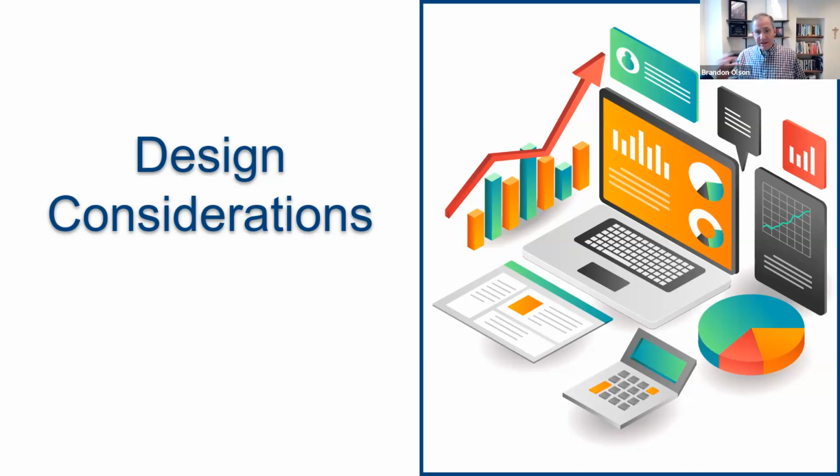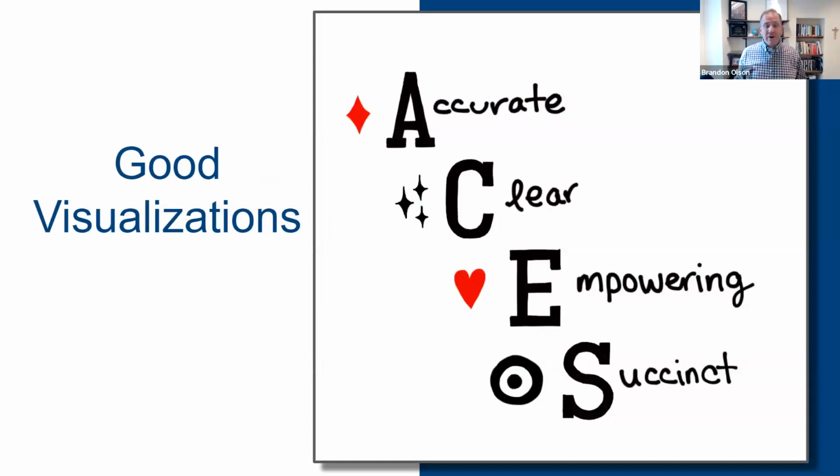So now as you figure out what plot you want to do, we have to consider there are some design considerations that we have to factor in as we design that plot. The first rule of thumb is ACES. We want to make sure that our visualization is accurate, that it clearly represents what we want it to represent. It's empowering, meaning that it's action oriented. We're showing people what they can do. And it's succinct, very easy to extract information from, and it's sending a very succinct message.